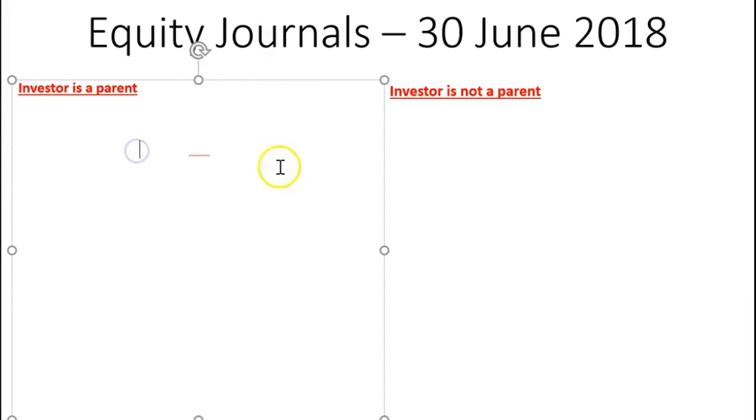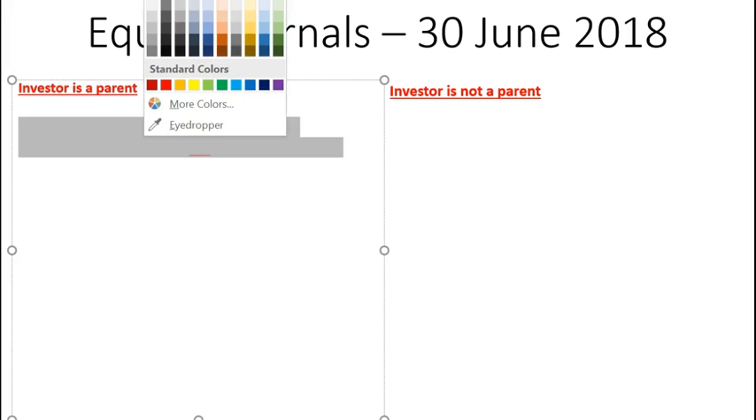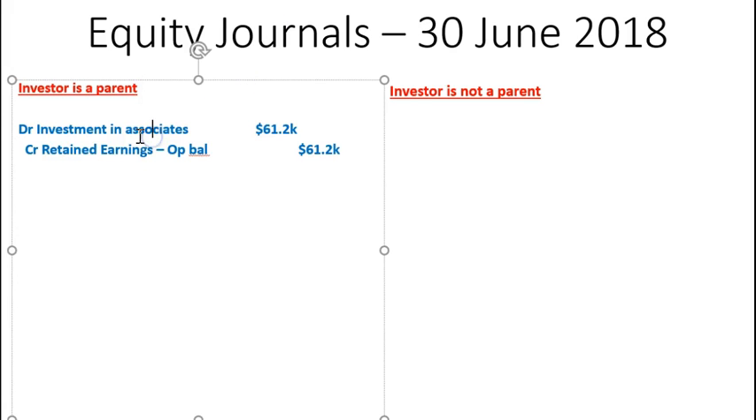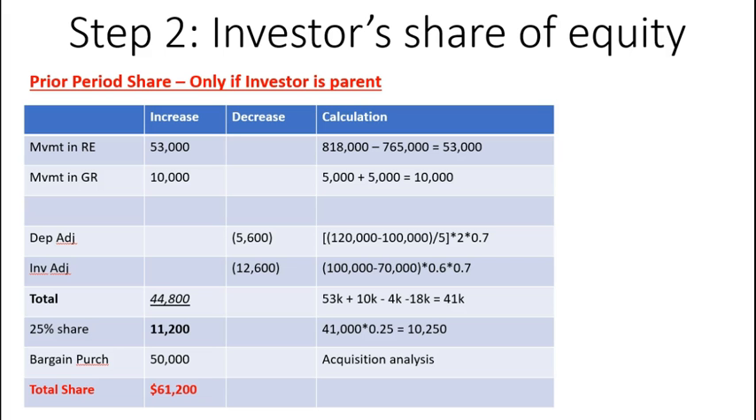So if the investor is a parent, what are we going to do? Well, we will debit investment in associates by $61.2 thousand and credit retained earnings opening balance by $61.2 thousand. So this is recognizing our prior period share of equity. So if we look back at our calculation for our prior period share, we can see that we had a net increase of $61,200 of equity that we need to share in. Sorry, that is our fair share.